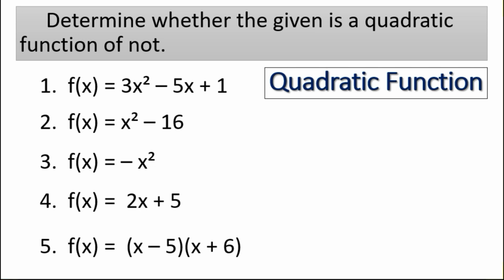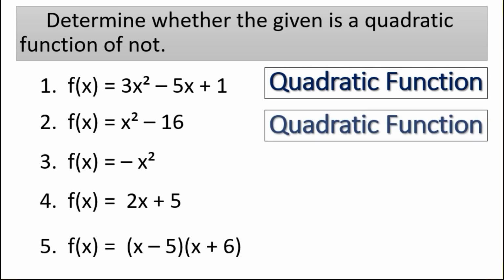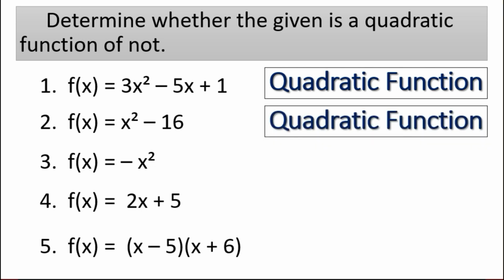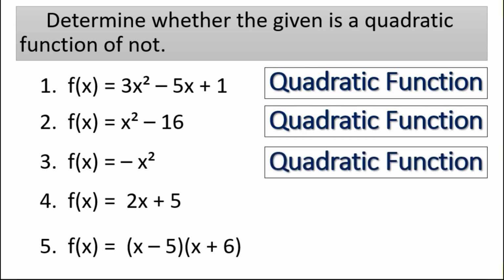Number 2, we have f of x equals x squared minus 16. So obviously, this is also a quadratic function, although wala siyang linear term. Number 3, we have f of x equals negative x squared. So of course, this is also a quadratic function. And the number 4, we have f of x equals 2x plus 5. So in number 4, it's not a quadratic function kasi wala kang quadratic term, wala siyang x squared.